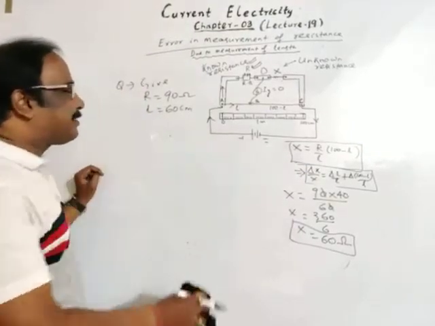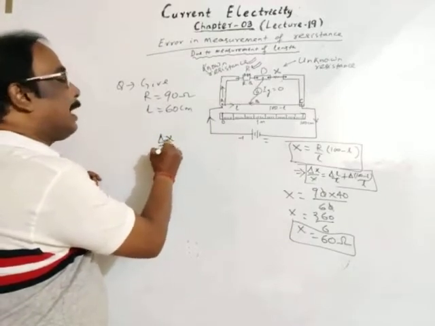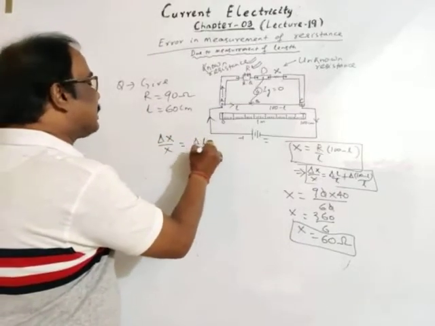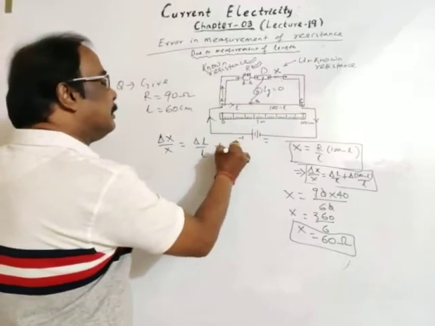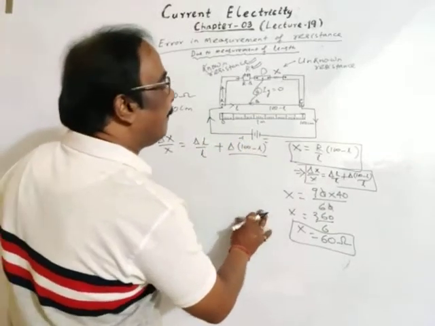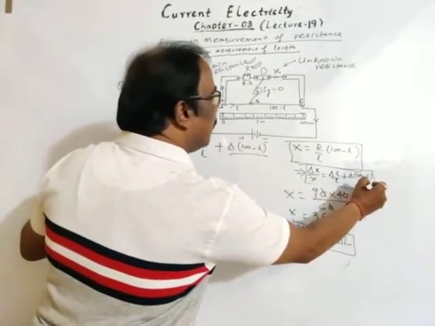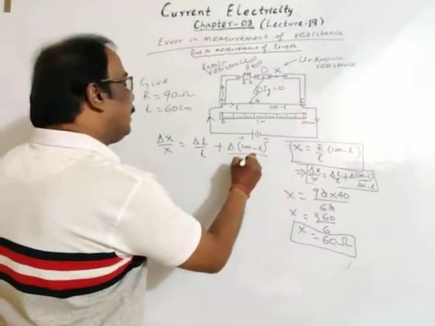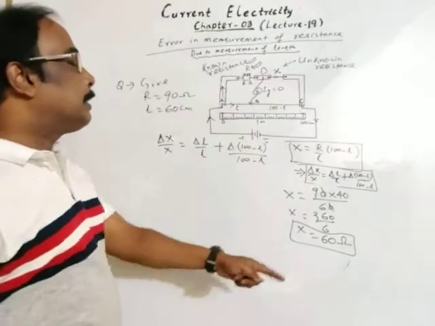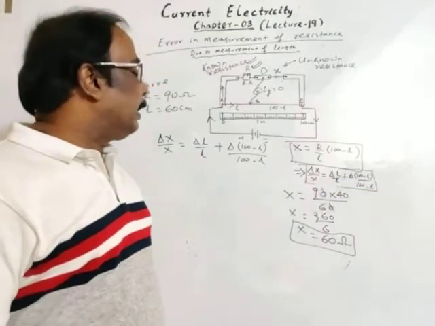As per our principle, delta X by X is delta L by L plus delta of 100 minus L divided by 100 minus L.